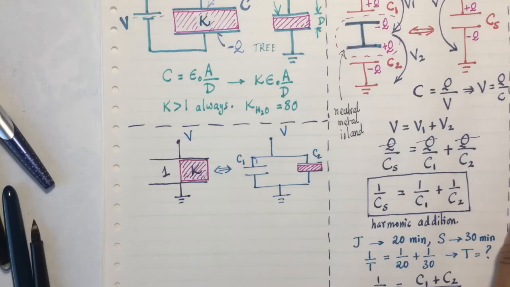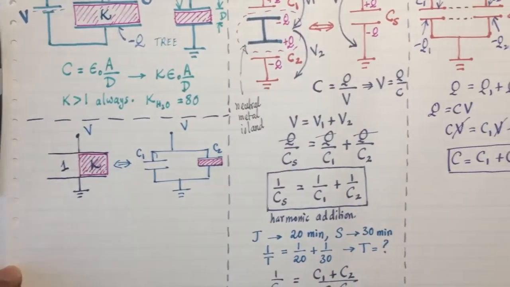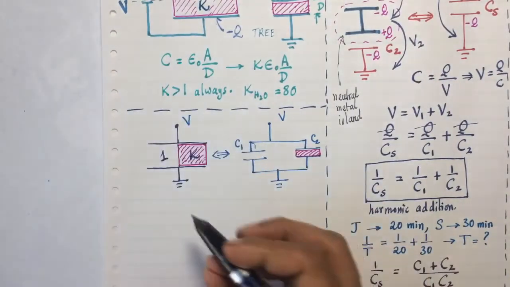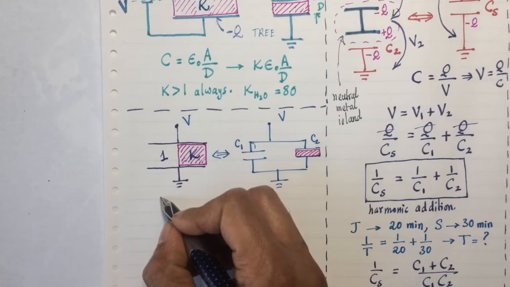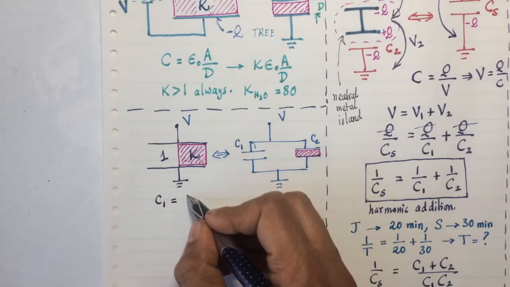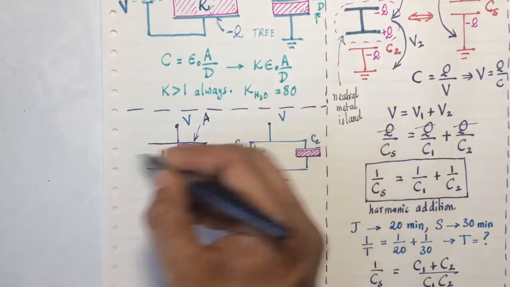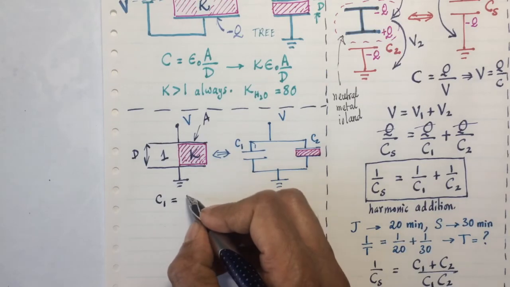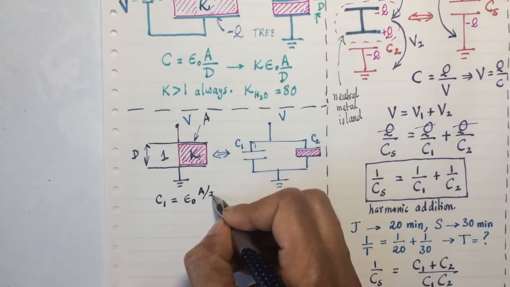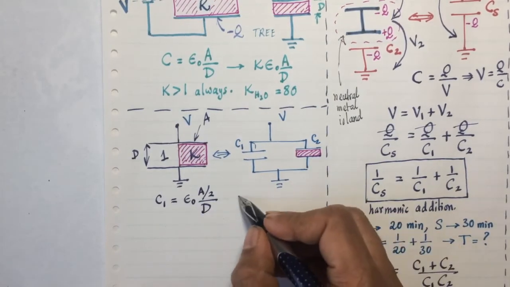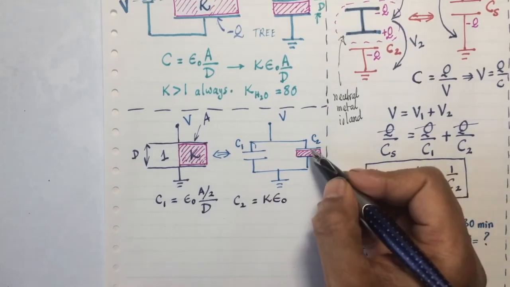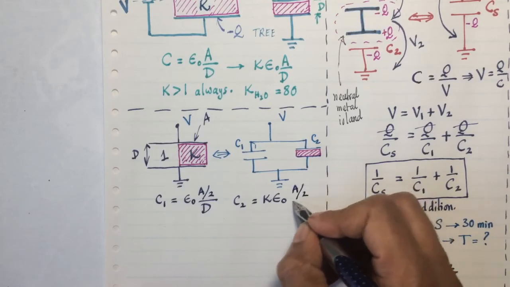So let's use the formula for the parallel case. That is C1 plus C2. First of all, let me write the expressions for the capacitance C1. Let's call the area of this plate A, the whole thing, and the distance between the plates D, the usual notations for a parallel plate capacitor. So C1 equals epsilon naught A over 2 because it's half the plate area, and C2 equals kappa times epsilon naught, because there is a kappa inside, A over 2 divided by D.